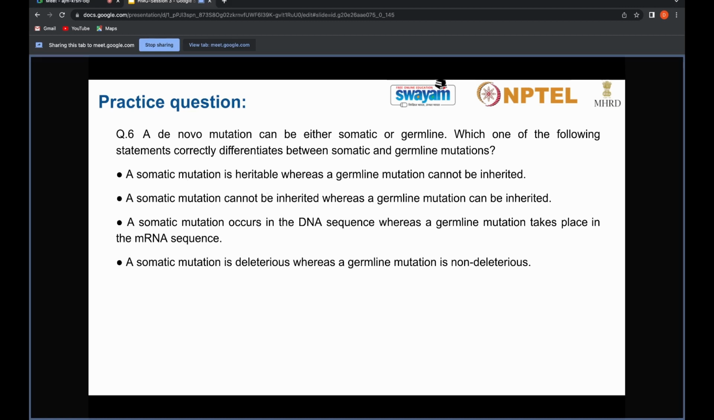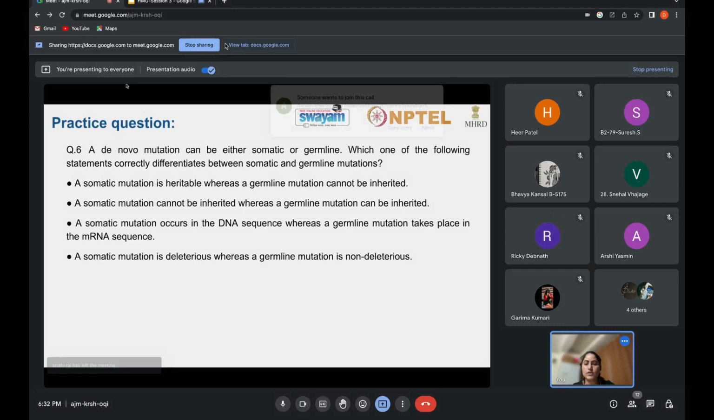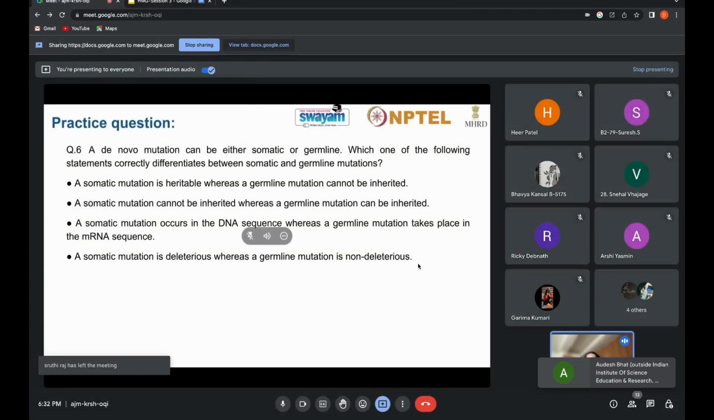Option A says a somatic mutation is heritable, whereas a germline mutation cannot be inherited. Option B says a somatic mutation cannot be inherited, whereas a germline mutation can be inherited. Option C says a somatic mutation occurs in the DNA sequence, whereas a germline mutation takes place in the mRNA sequence. Option D says a somatic mutation is deleterious, whereas a germline mutation is non-deleterious. We have previously discussed somatic and germline mutations, so I think it's quite clear what the difference between them is.